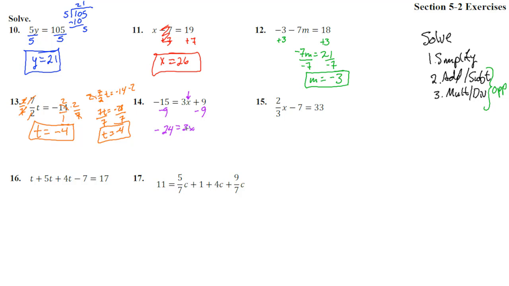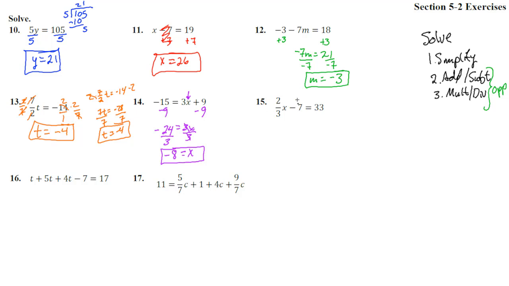So now we have to get rid of that 3, and it is timesing the x. So what's the opposite of timesing by 3? Dividing by 3. When we do this, those are gone, and we get x equals a negative 8. Good.